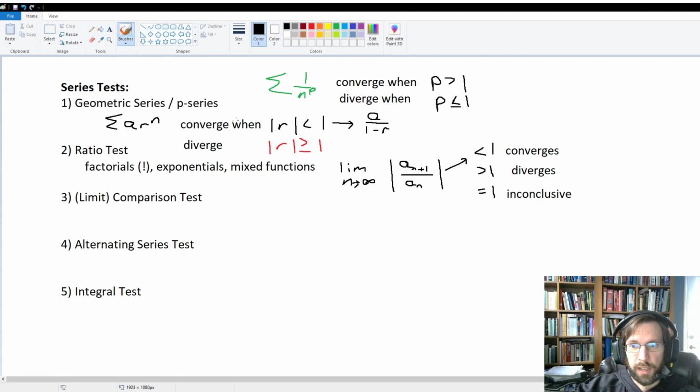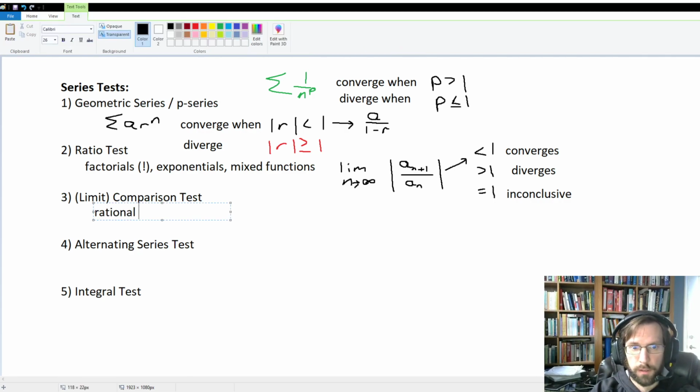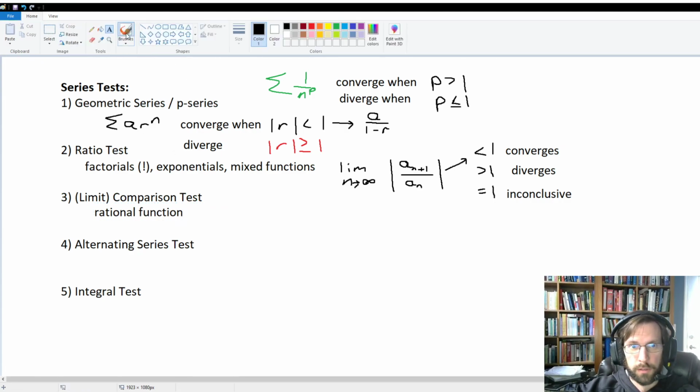Okay, so the next test is the limit comparison test or the comparison test. So you usually want to think about using limit comparison tests when you have a rational function. Okay, that means you have a polynomial divided by another polynomial. So when you have a polynomial divided by another polynomial, you want to compare it to either a p-series or a geometric series. Okay, and we'll go through an example of this a little bit later on.